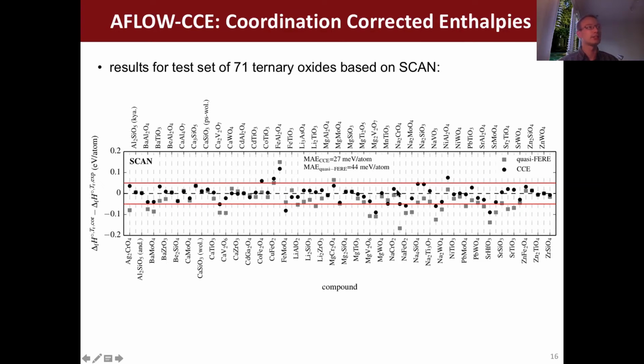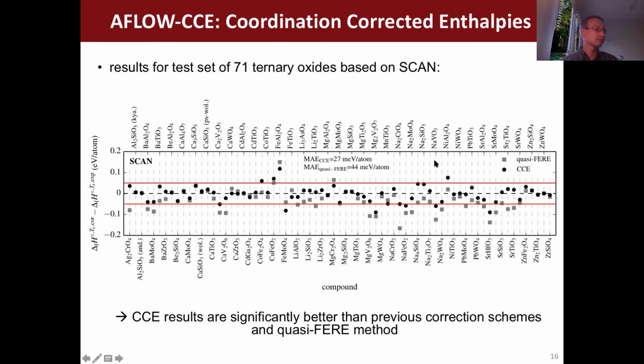We have all the black dots inside the red lines, and our mean absolute error here for the CCE is 27 meV per atom. So now very close to the room temperature thermal energy, which of course we need and must have for materials design. The quasi-FERE method is 44, so we are significantly better on a quantitative level with our method.